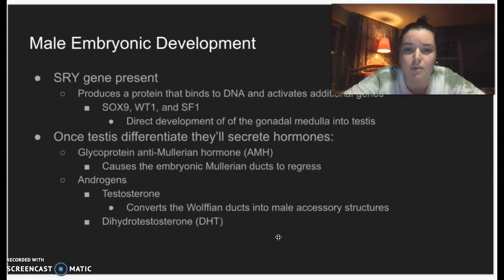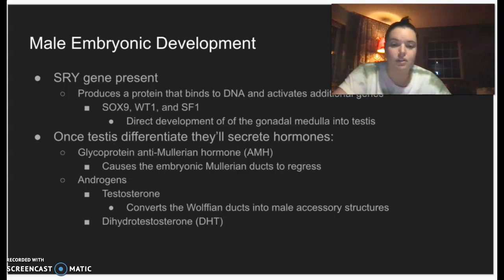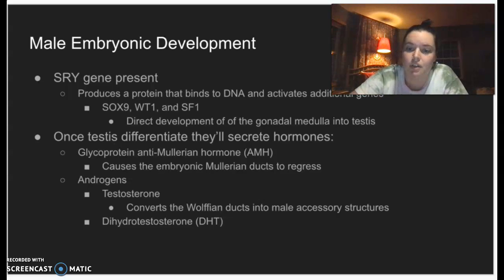Once the testes have differentiated, they will then secrete different hormones. These hormones consist of the glycoprotein anti-Müllerian hormone, also known as AMH, and also androgens, which consist of testosterone and DHT. DHT is the derivative of testosterone. The AMH hormone will cause the embryonic Müllerian ducts to regress, meaning they will no longer be within the male embryo. Testosterone, on the other hand, will convert the Wolffian ducts into the male accessory structures.